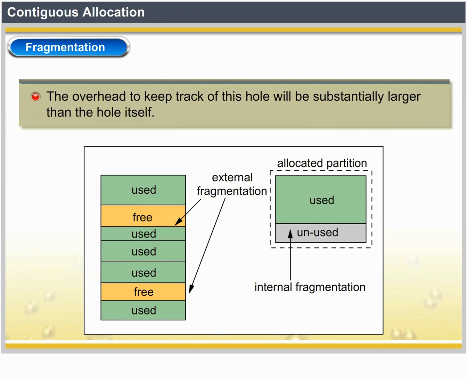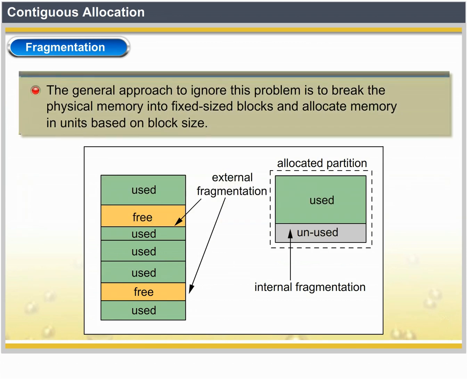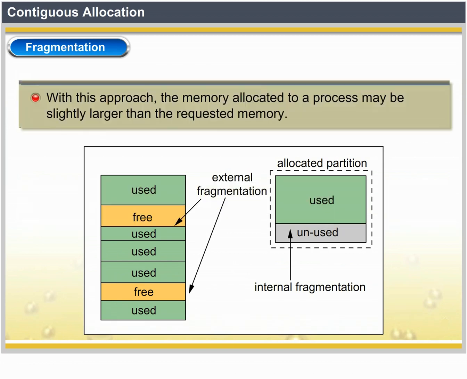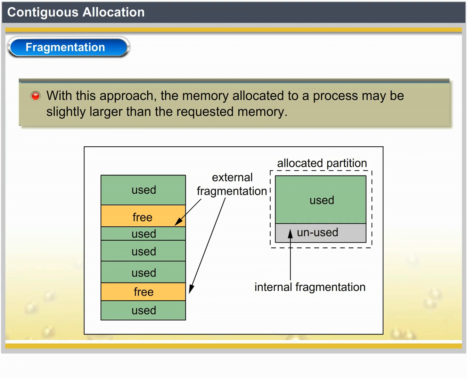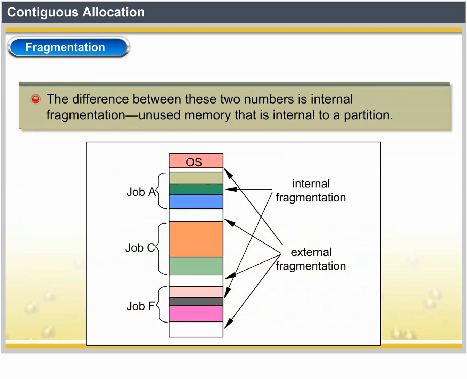The general approach to avoiding this problem is to break the physical memory into fixed-sized blocks and allocate memory in units based on block size. With this approach, the memory allocated to a process may be slightly larger than the requested memory. The difference between these two numbers is internal fragmentation, unused memory that is internal to a partition.